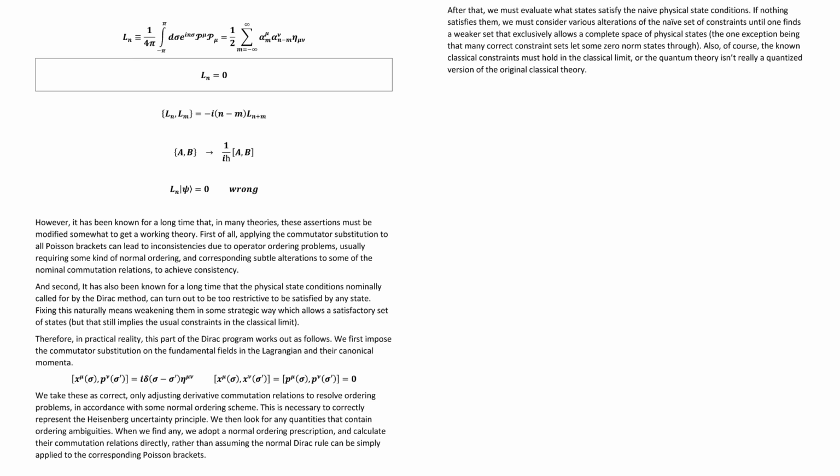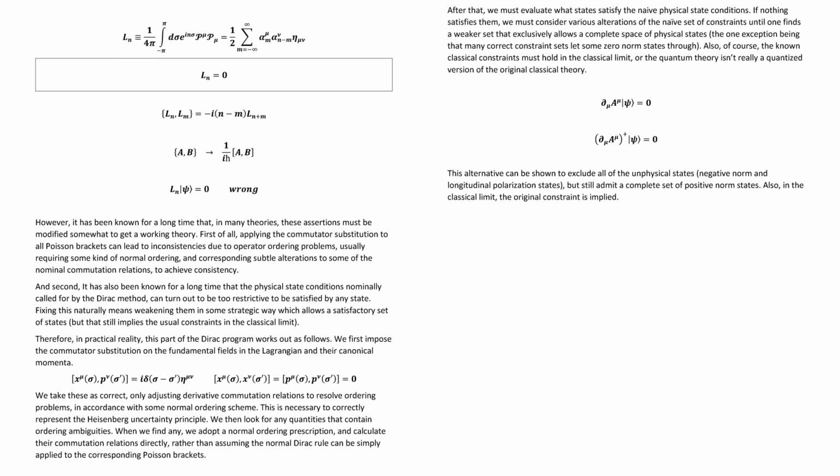A great example of this constraint issue is the Gupta-Bleuler quantization of electrodynamics. Nominally, the Dirac method would call for this constraint, but this one turns out to have no solutions except psi ket equals 0. The constraint that ends up working famously is this one. This alternative can be shown to exclude all of the unphysical states, negative norm states, and longitudinal polarization states, but still admit a complete set of positive norm states. Also, in the classical limit, the original constraint is implied.